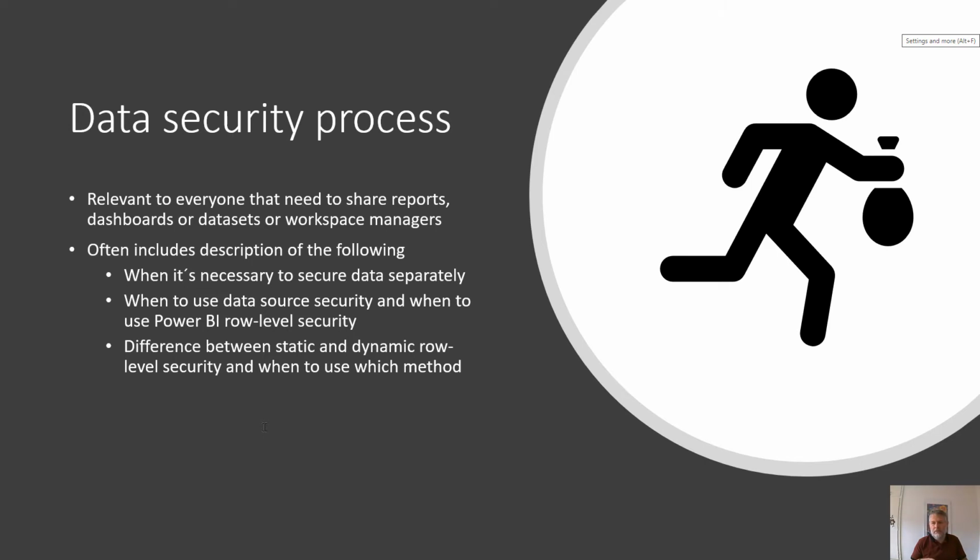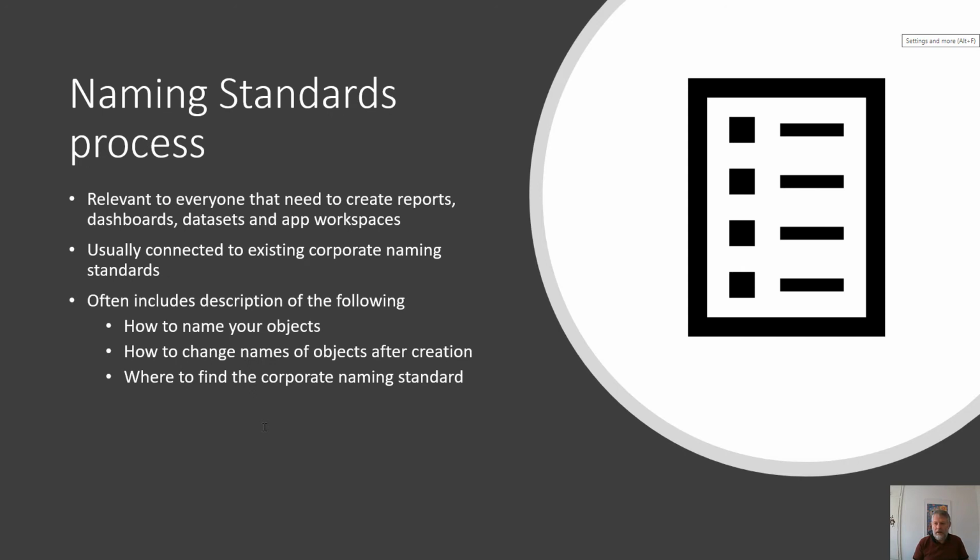So you would want to say which data sources support using the data source security. So Analysis Services, SAP BW, there are a few of them that will allow you to use the security of the data source, if you connect in a certain way. If that's not possible, how can you use row-level security? And it will show examples or point to resources about when to use static row-level security and when to use dynamic row-level security.